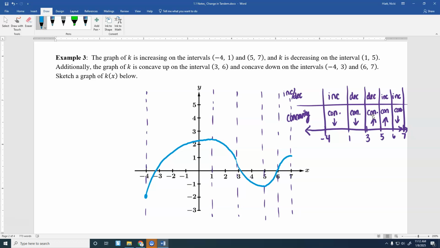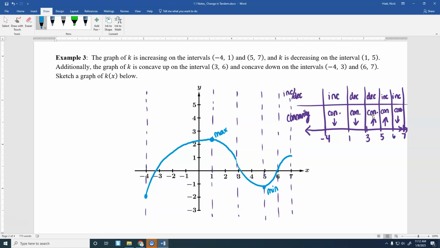Now, your graph may be more stretched out. It might be a little bit different, but you definitely should have a maximum point right here at 1. You should definitely have a minimum point right here at 5. It might be above the x-axis, below the x-axis. That doesn't matter, but it needs to be a minimum point.